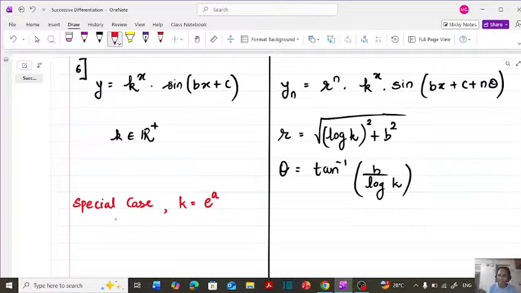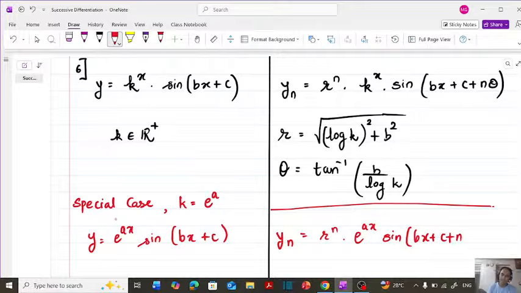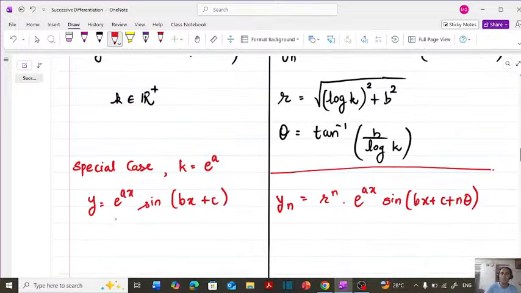See, in that case you have your y here as e to the power ax sin bx plus c. But what about here? Yn, you write the same thing, okay? R raised to n, e to the power ax instead of k, and then the same thing, sin bx plus c plus n theta. Okay, that's there.